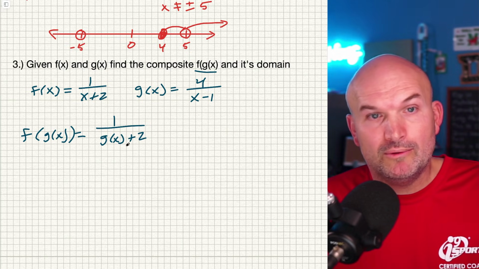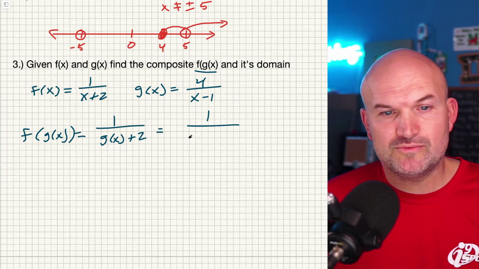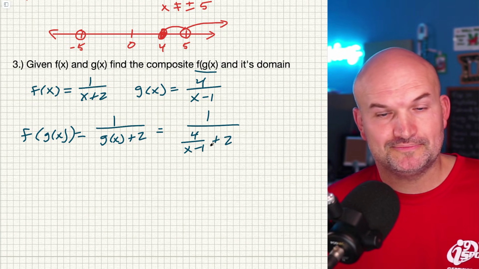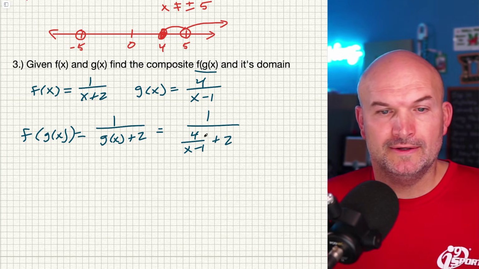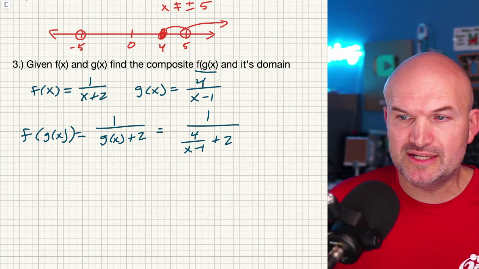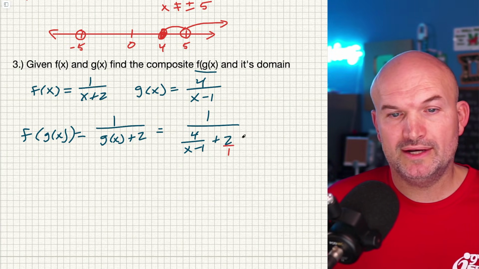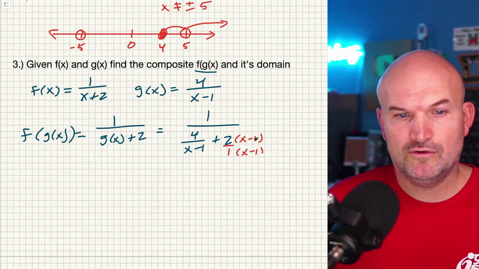However, ladies and gentlemen, what do we know? We know what the value of g of x is. We now can rewrite this as 1 over 4 over x minus 1, plus 2. Before we get to the domain, can we simplify this? Well, we could combine our denominators here. We can rewrite that as 2 over 1. Then we can get a common denominator by multiplying by x minus 1 over x minus 1.